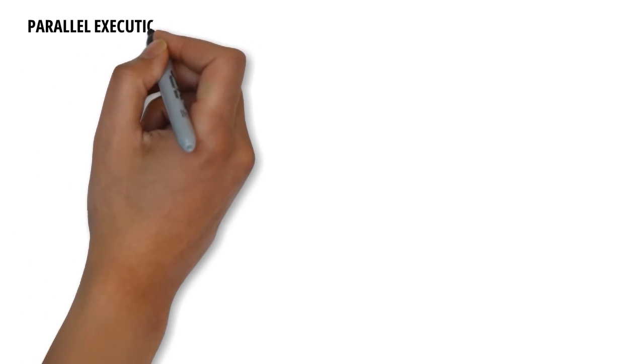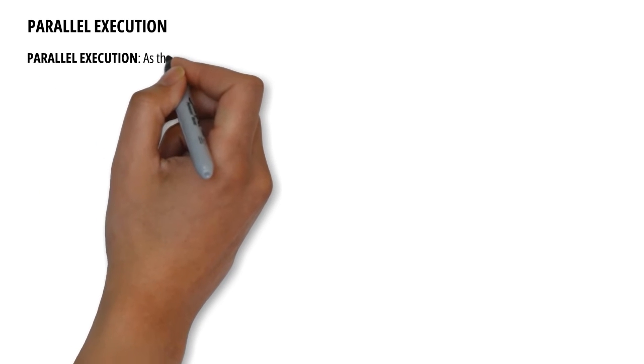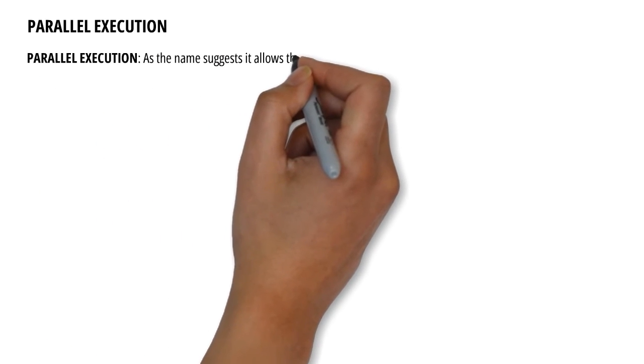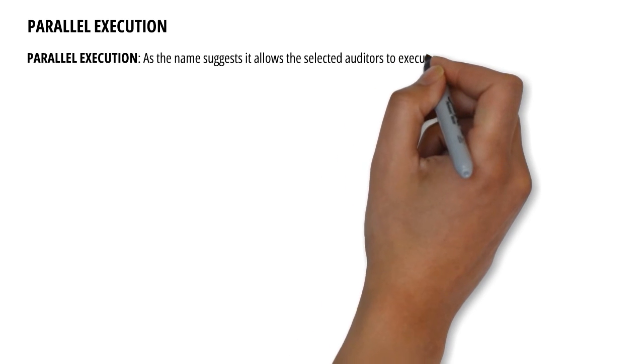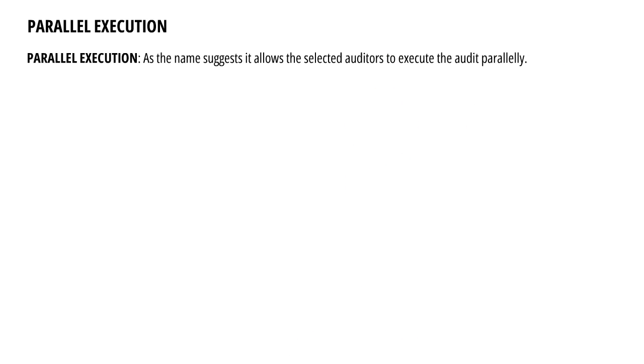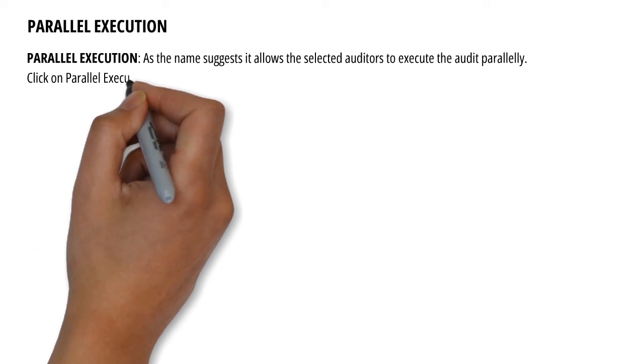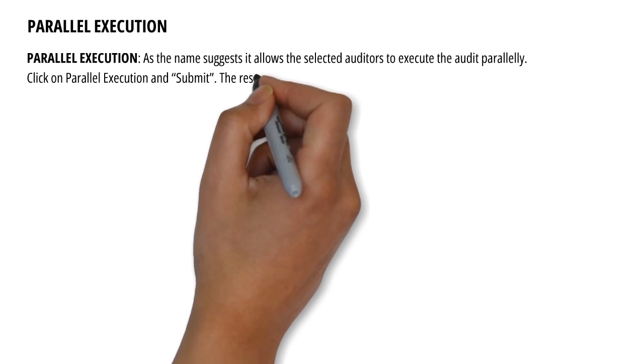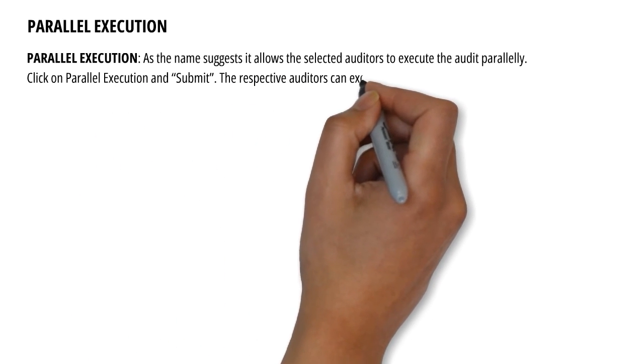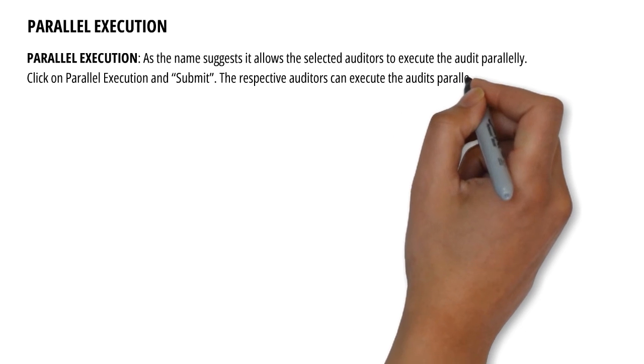Parallel execution. As the name suggests, it allows the selected auditors to execute the audit parallelly. Click on Parallel Execution and Submit. The respective auditors can execute the audits parallelly.